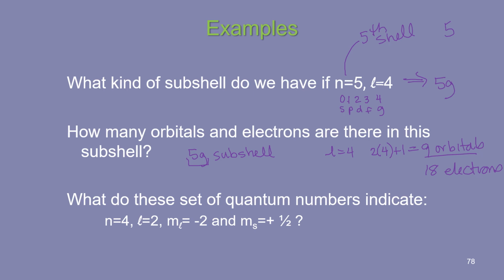What do this set of quantum numbers indicate? n equals 4 tells me I'm on the 4th shell. If l equals 2, 2 is a d subshell, so I'm in a d subshell. So it's a 4d electron. If m sub l equals -2, let me go ahead and draw it. If I'm on the 4d subshell, we know d's always come in 5s.